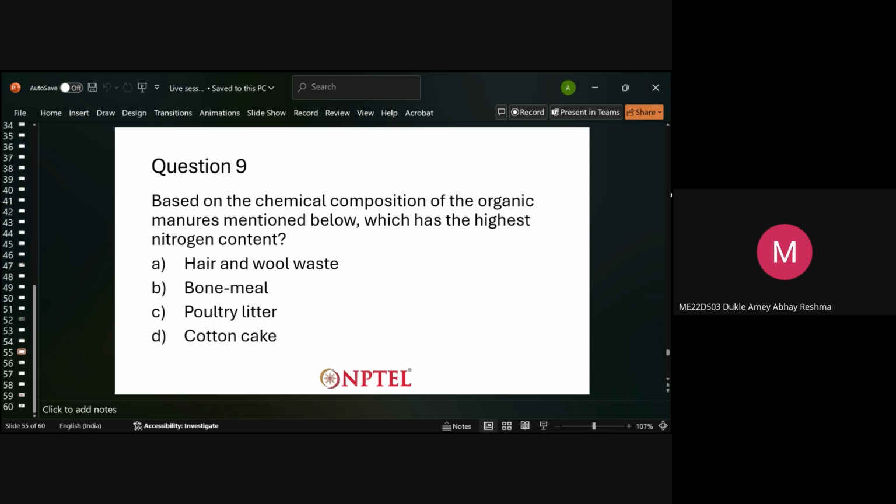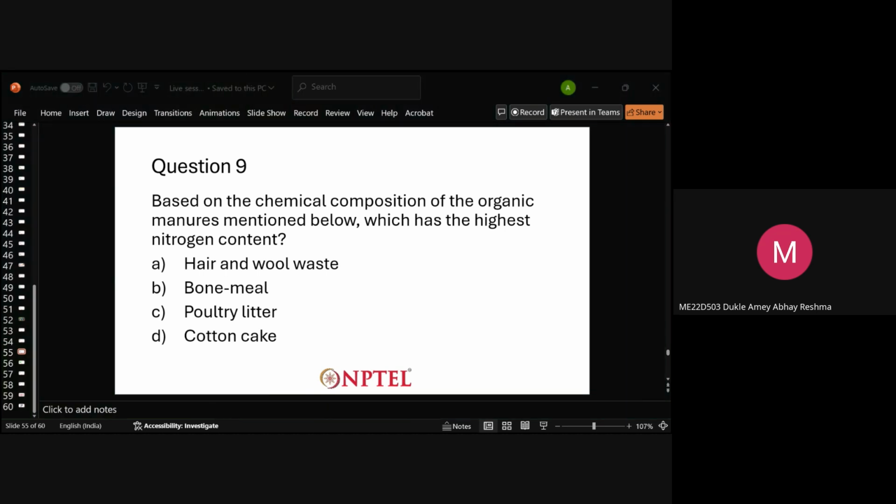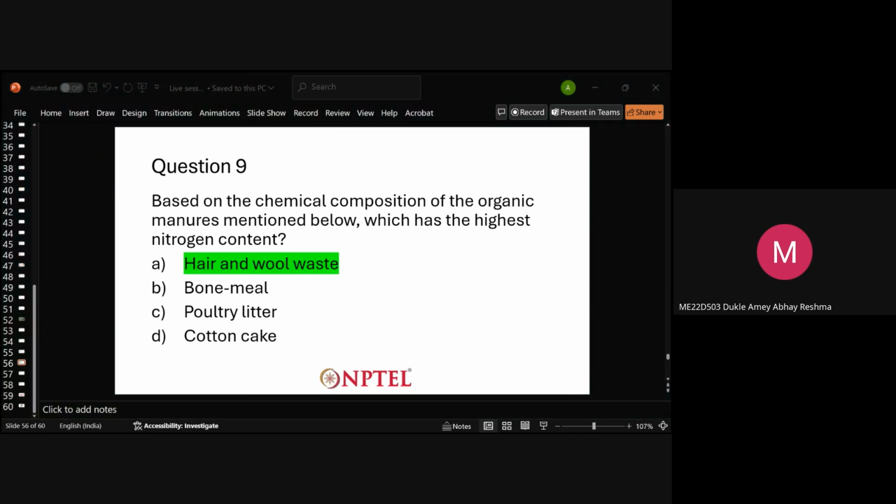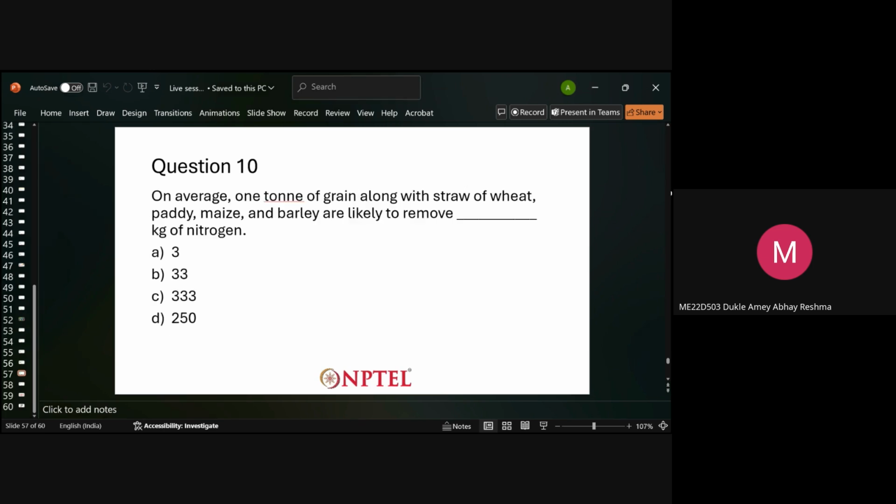Okay, so we'll move to the next question. Again, we had this question in the previous assignment. Based on the chemical composition of the organic manures mentioned below, which of the following has the highest nitrogen content? Hair and wool waste, bone meal, poultry litter, or cotton cake. So again, we had this question earlier. The answer is hair and wool waste.